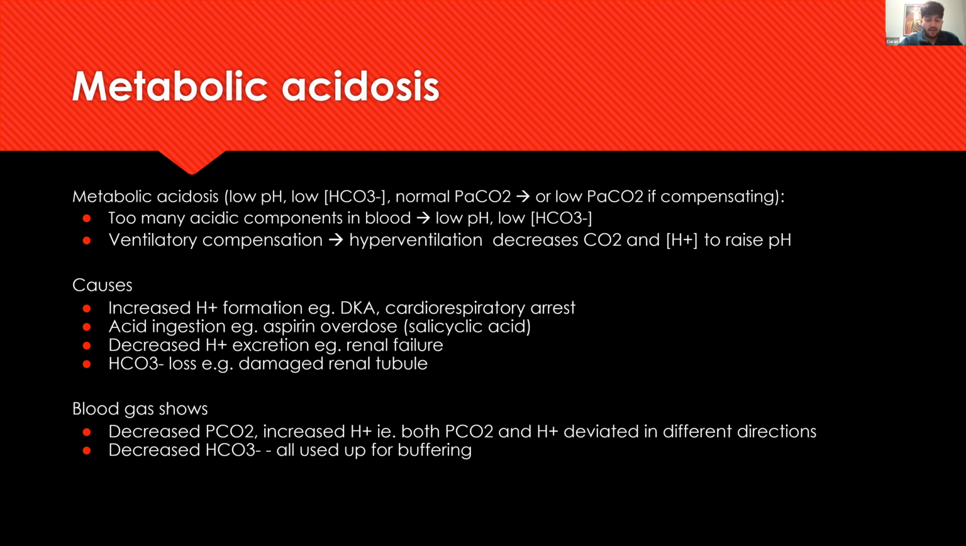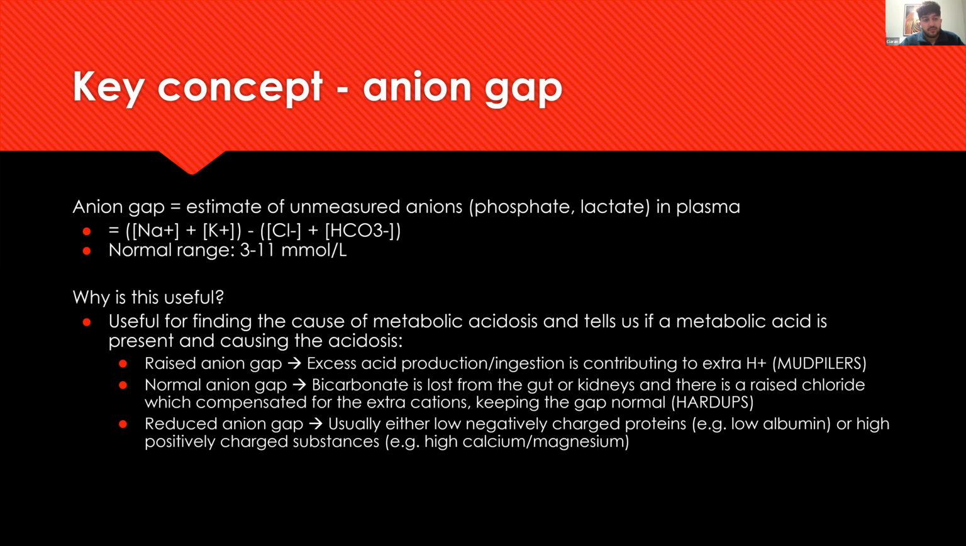Typically, you may also see with a metabolic acidosis that it may not be fully compensated. In terms of the causes of metabolic acidosis, what we can do is calculate the anion gap, where we sum the sodium concentration and the potassium concentration, and then subtract from this the chloride ion concentration and bicarbonate concentration.